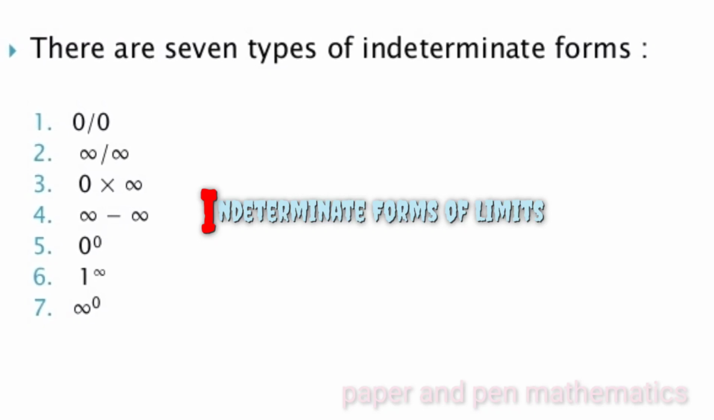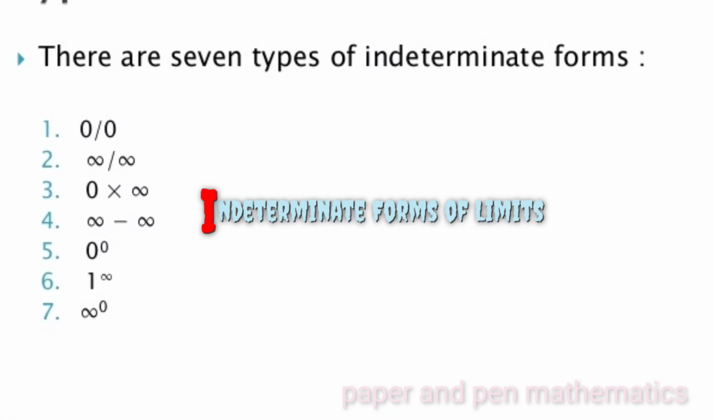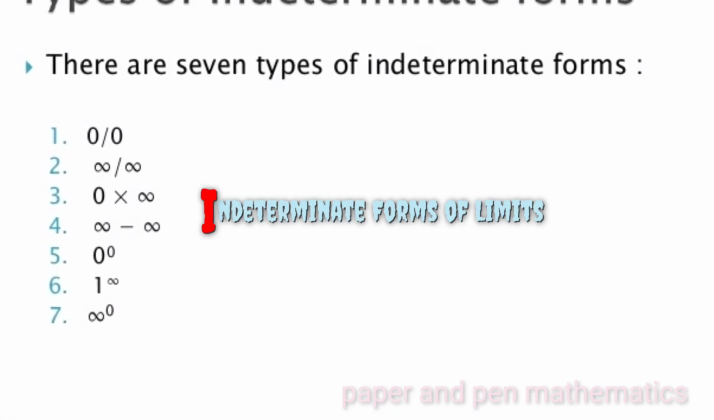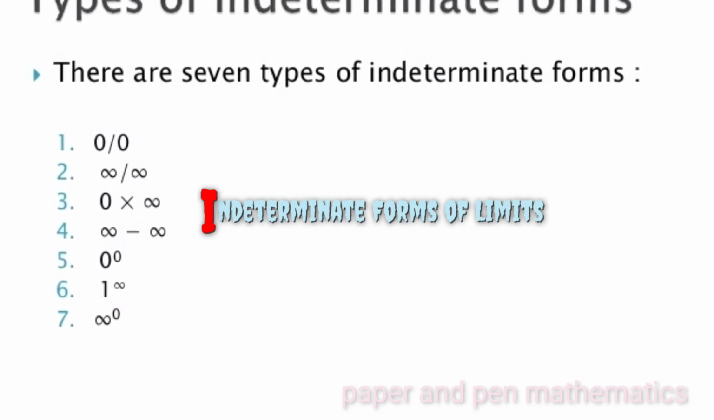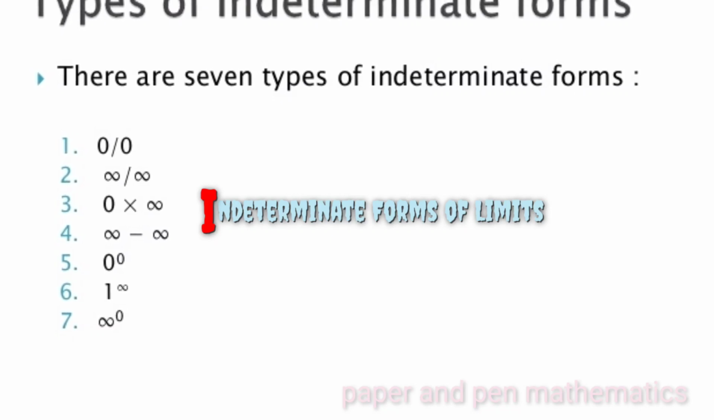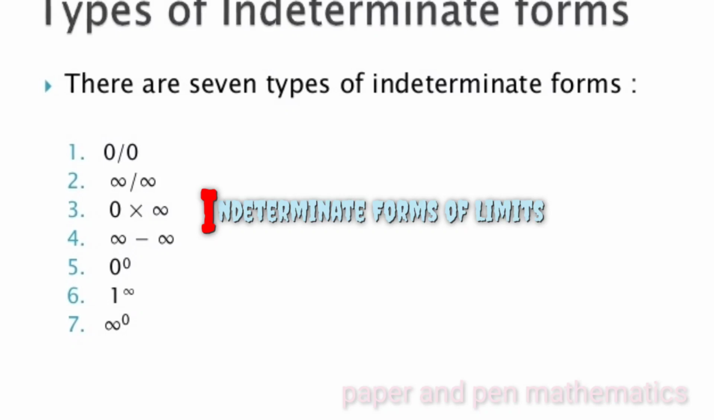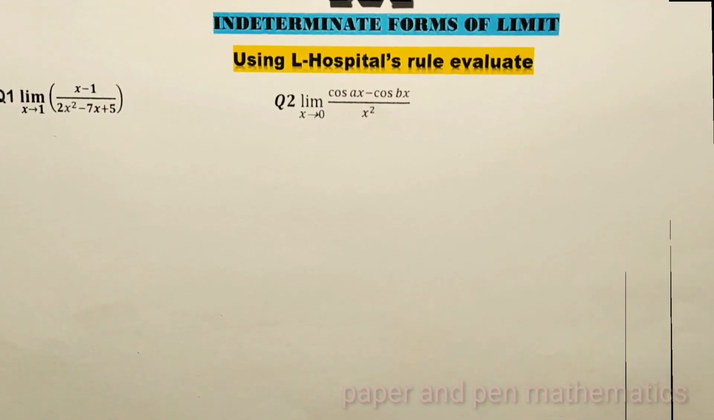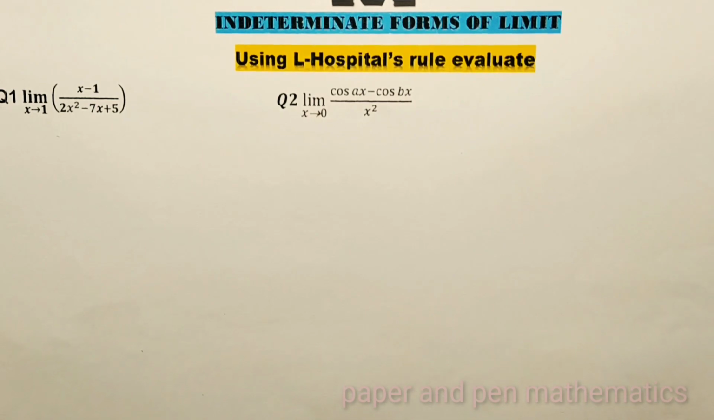This method uses the concept of derivatives, that is differentiation. It has been named after the French mathematician Guillaume Francois Antoine Marquis de L'Hospital, who published this rule in his book. However, it has been believed that the rule was discovered by the Swiss mathematician Johann Bernoulli. So students, we have learned what indeterminate forms of limits are and also the different forms. Now let's see a few questions.